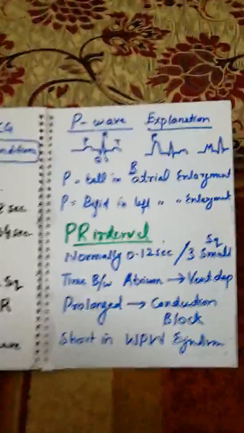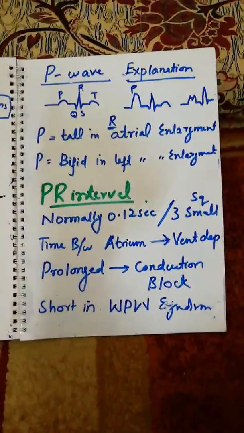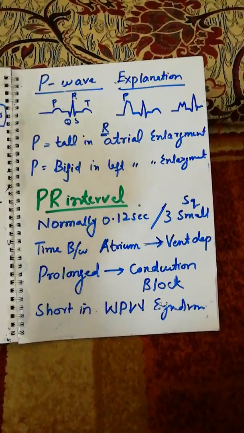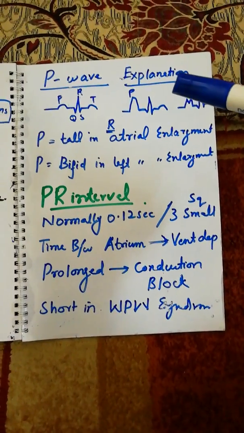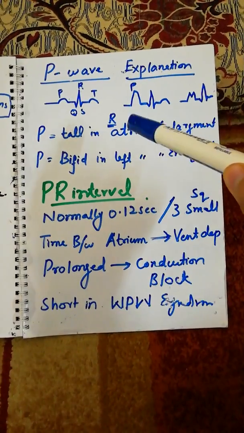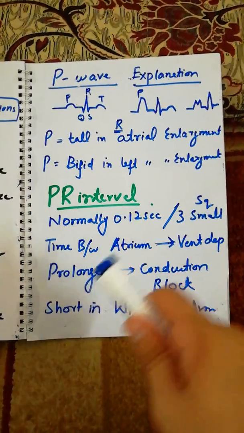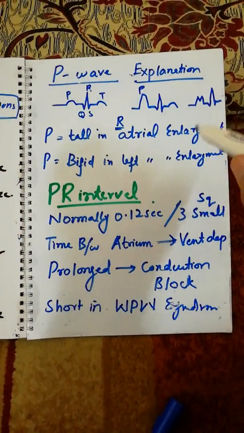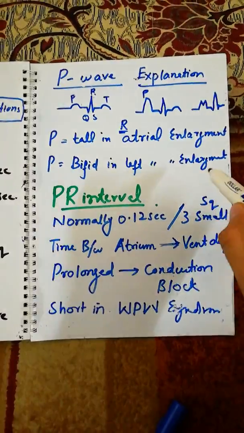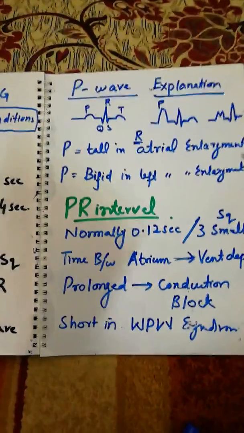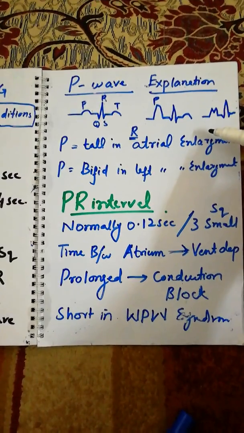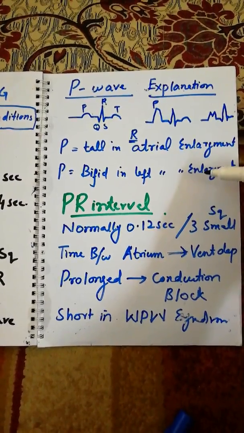So now let's come toward the P wave explanation. Pathological condition associated with the P wave. Suppose if the P wave is very tall, it will show right atrial enlargement. If the P wave is bifid like this, you can see it like an M, so it will be left atrial enlargement. This first condition is called P pulmonale and this second is called P mitral.